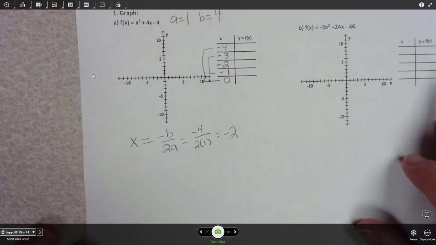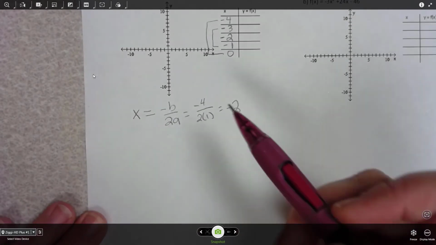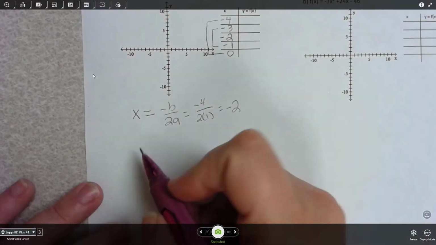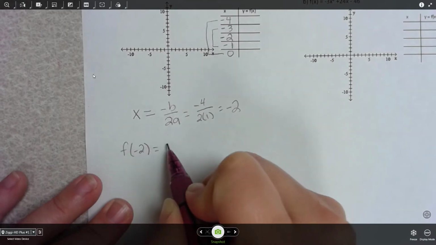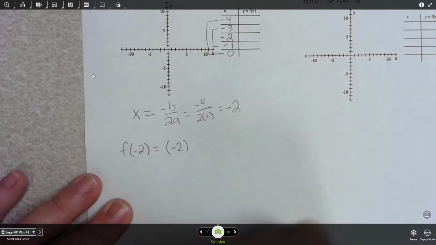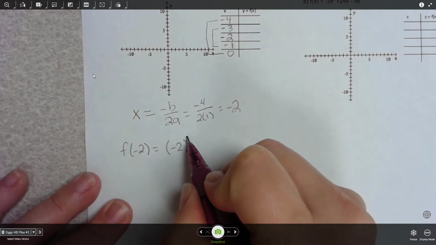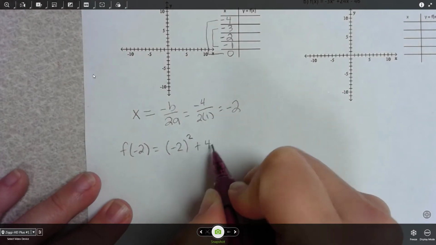So let's start with the vertex. I'm going to find f of negative 2. Into my function, x squared plus 4x minus 4, I'm going to replace all the x's with negative 2.